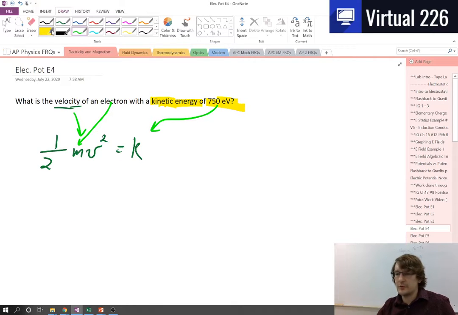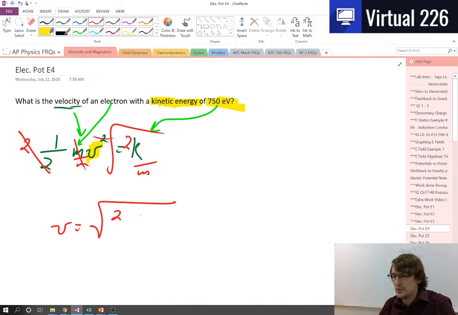If we're looking for our velocity here, let's just solve this for v. Let's not put any numbers in. Let's just solve it for v real quick. So we'll multiply each side by 2, and then we'll divide each side by m, and then take the square root of each side. So we're going to get v is equal to the square root of 2 times the kinetic energy divided by the mass of an electron.